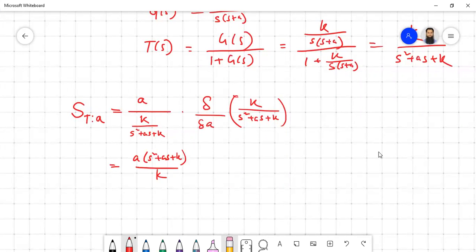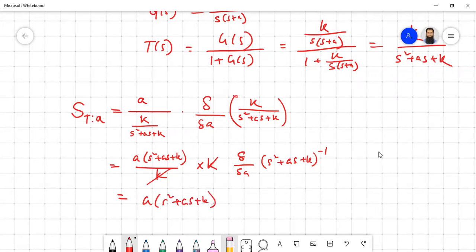Now, if we take a derivative of it, we can take K outside, since K is a constant. So what we have is d by dA of S square plus A S plus K to the power minus 1. Now K can be cancelled out straight away. So A times S square plus A S plus K. Taking the derivative, first of all we have a minus 1, then the power minus 2, then we take a derivative of the inside, which will give us S.